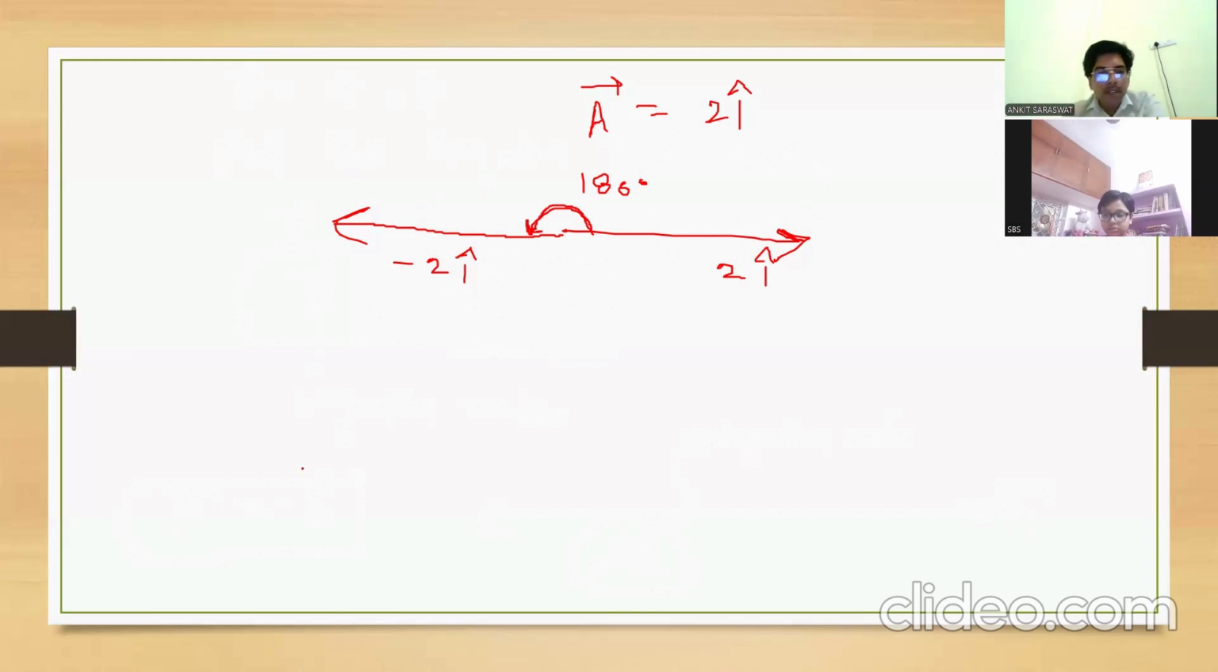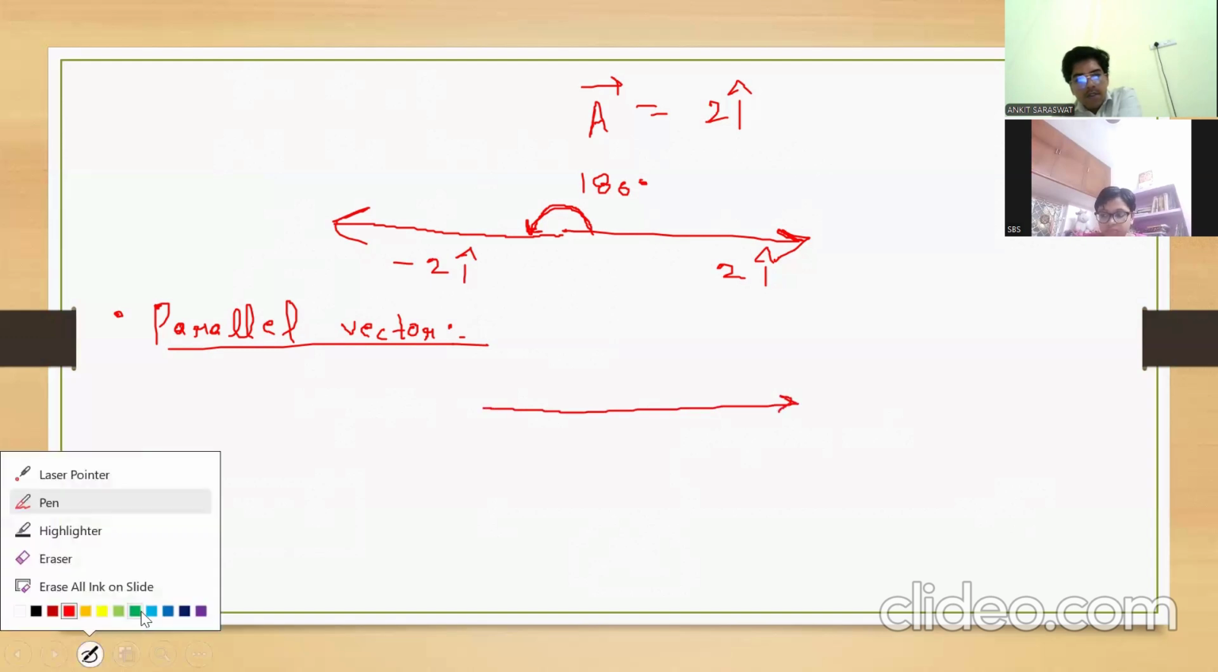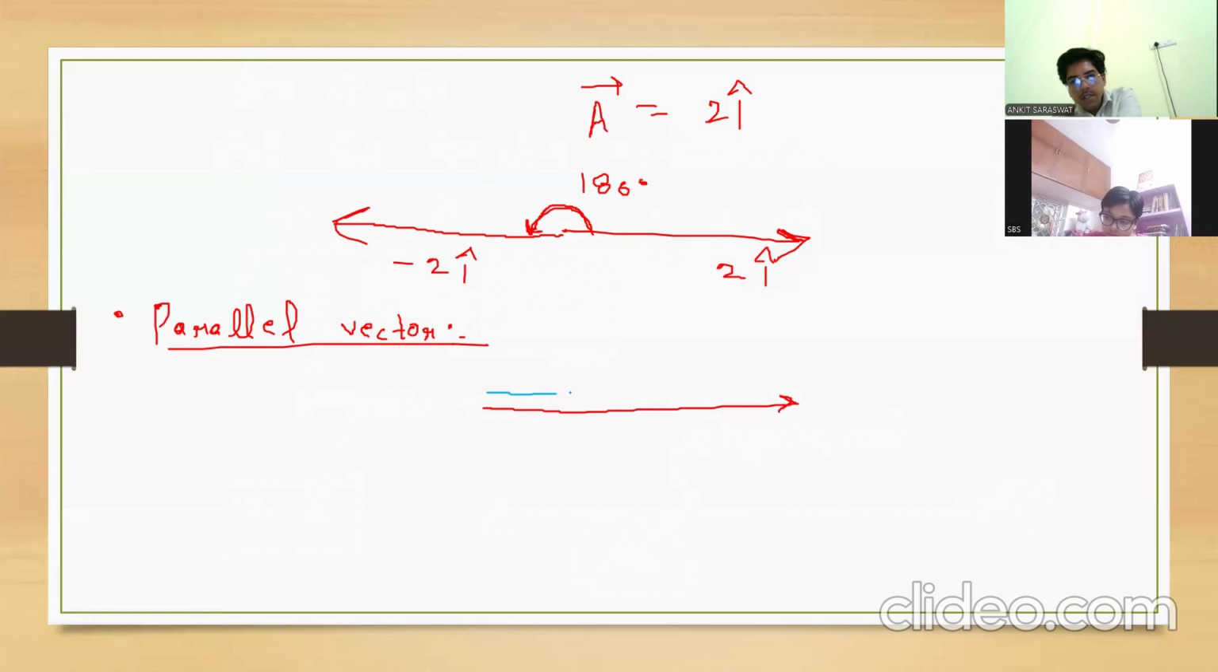After this, write down parallel and anti-parallel vector. Write down the next, parallel vector. Parallel vector means simply like this. One vector, if I take like this, second vector I will draw like this. It should be parallel to this, same direction. These two vectors are parallel. What is the angle? 0 degree. If I say anti-parallel vector, anti-parallel.